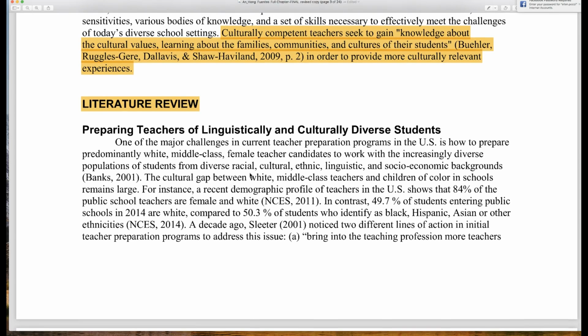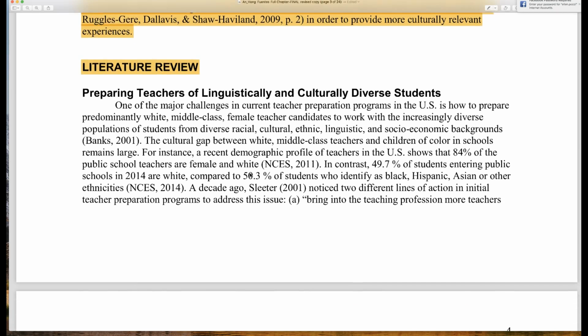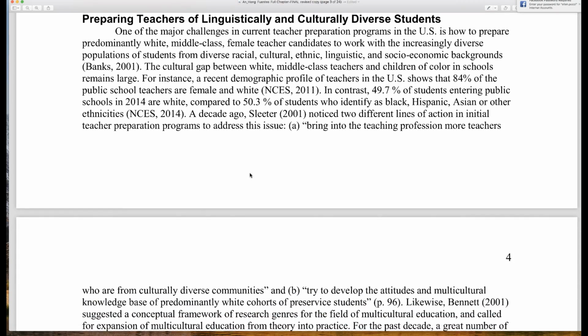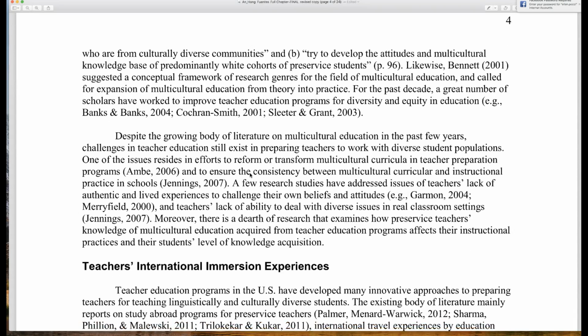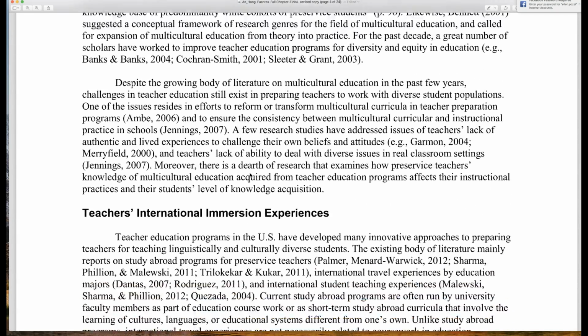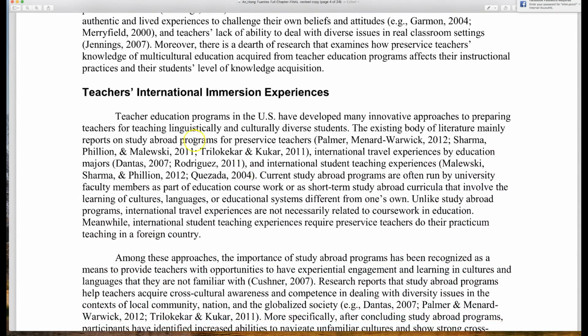And I think I may have said the lit review is the least structured of the chapters in many ways because I can't tell you what kind of sections to put it in. It's going to depend on what literature you find. So here they're talking about preparing teachers of linguistically and culturally diverse students, teachers in international immersion experiences.